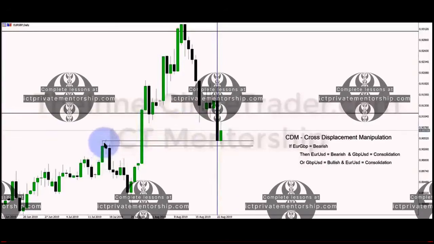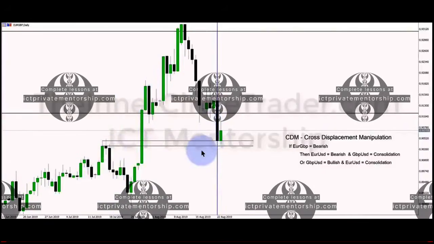Specifically training our eye on this right here. This level is a breaker. We have a low, high, a lower low. The stops resting below here were swept. We had displacement. Price is coming back down into this level right here.